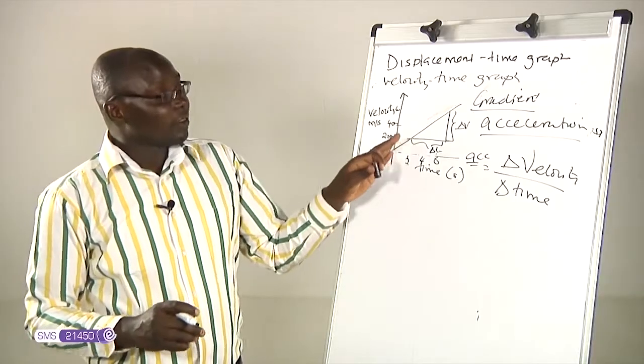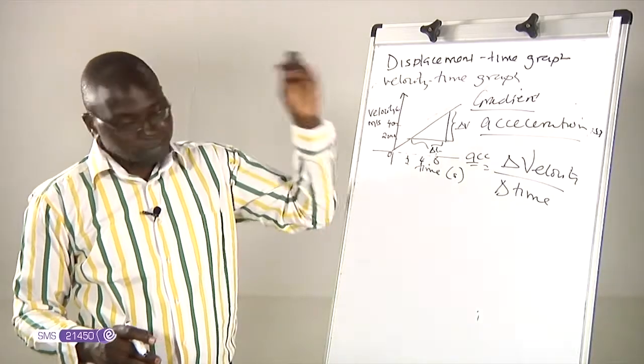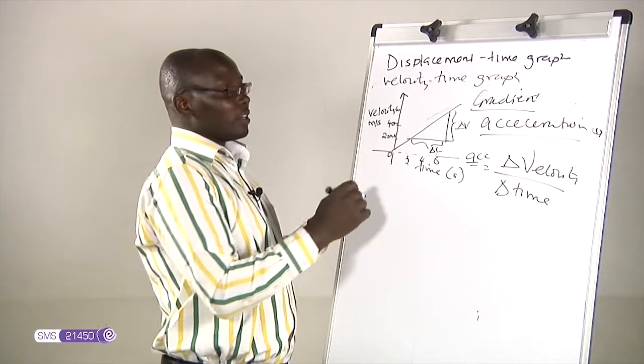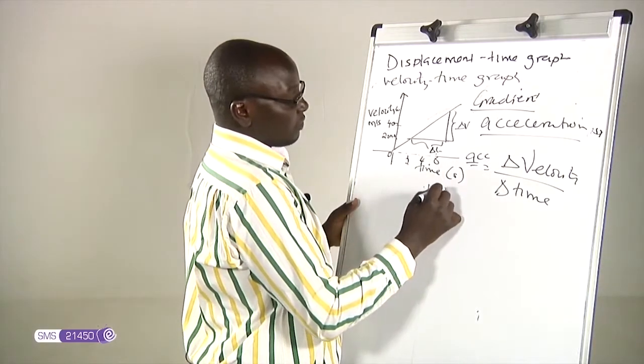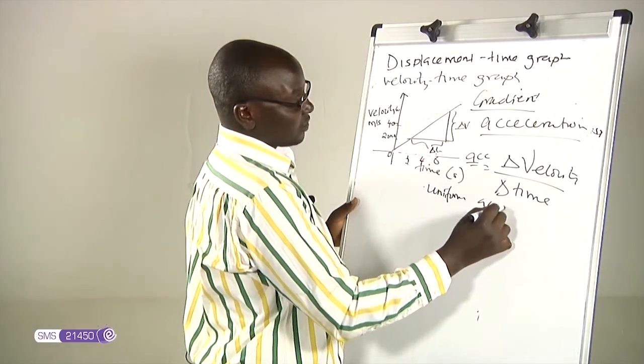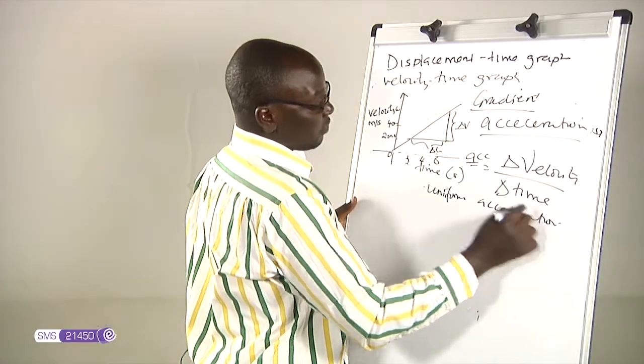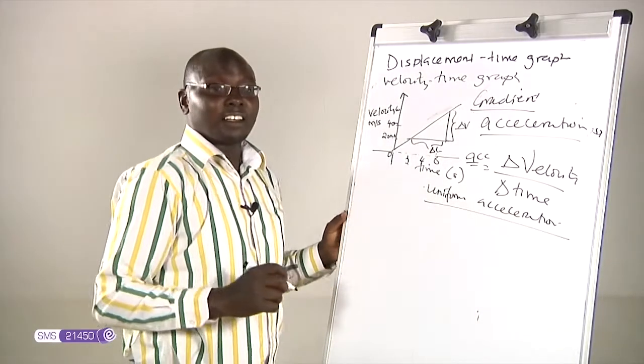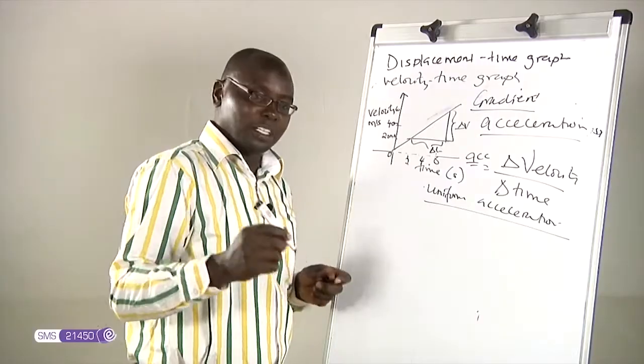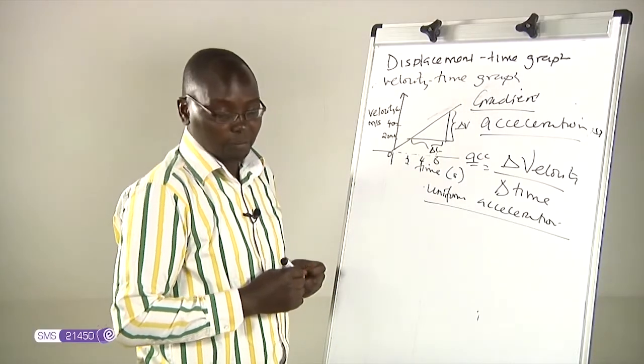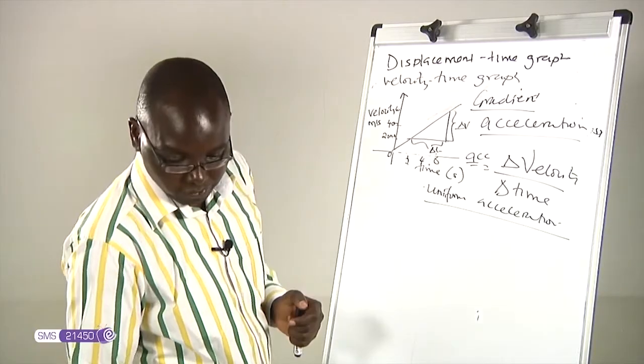So we look at this one. When it's a straight line like this, it is a body that is moving with uniform acceleration. The acceleration of that body is uniform. The velocity is changing uniformly.